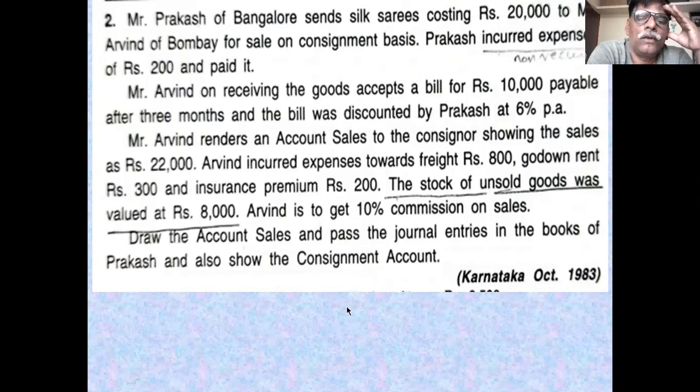So in this problem, the bill is given, already I explained. Then 6% discount, you forget it. In the account sales, sale is 22,000.